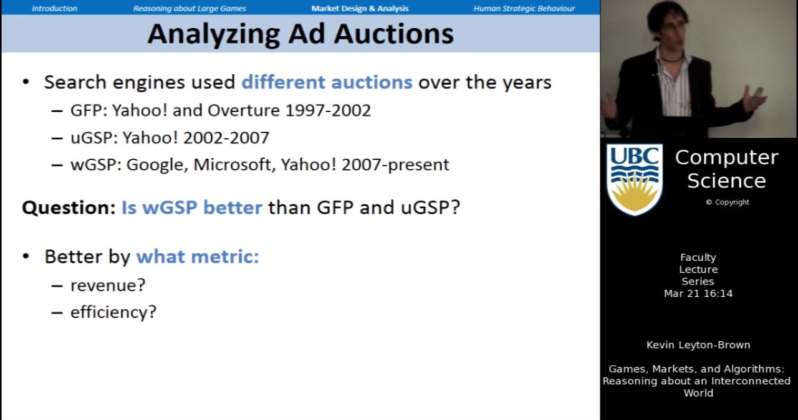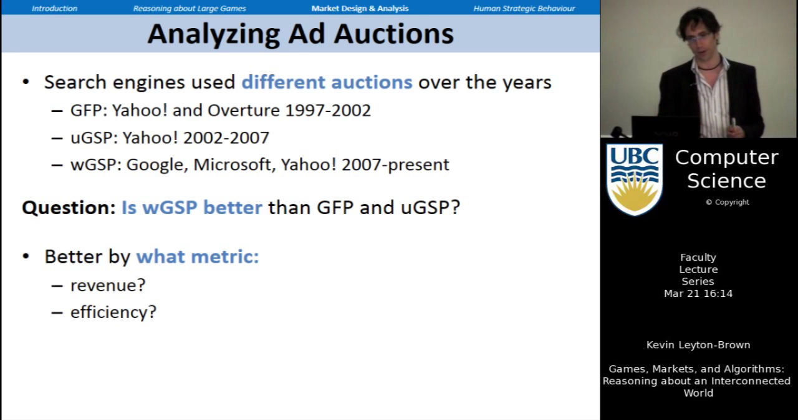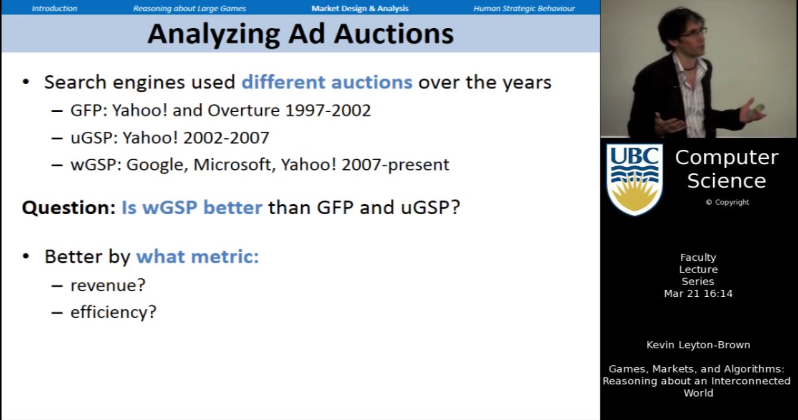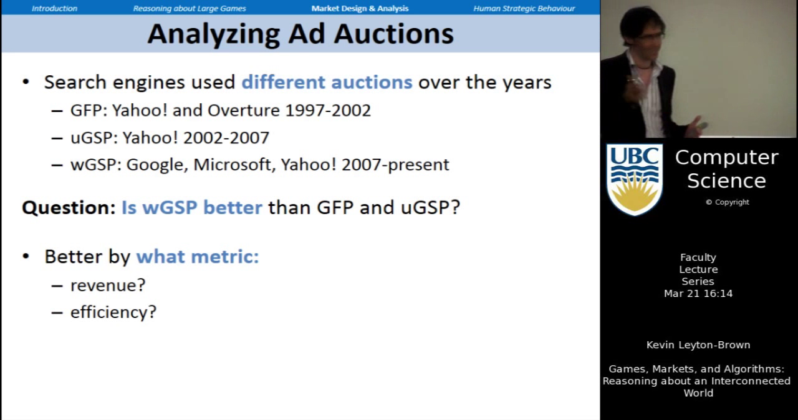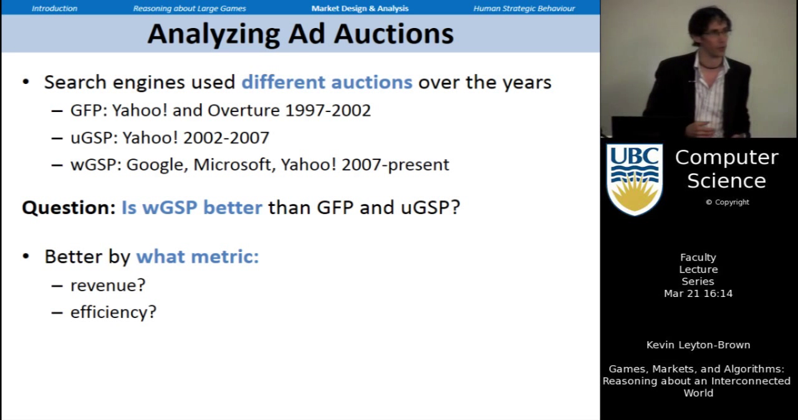We actually didn't, when these changes happened, have really any good theory about these different auction mechanisms that would help to explain why this happened. And you would like to think that, with tens of billions of dollars a year at stake in these auctions, this transition happened for good reasons. And in particular, that WGSP is somehow better than GFP or UGSP.